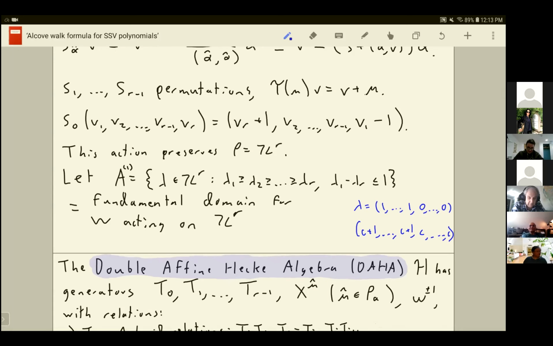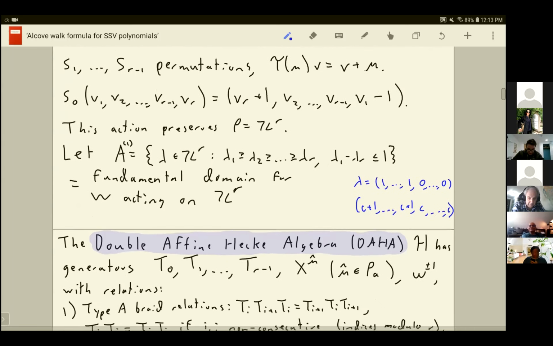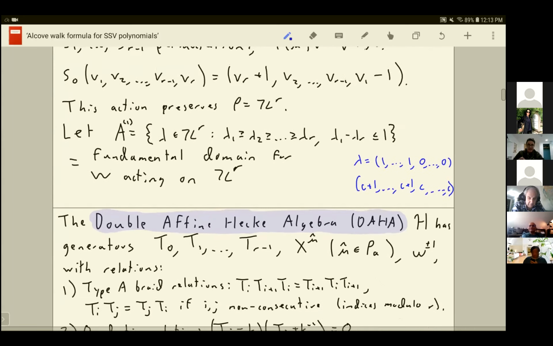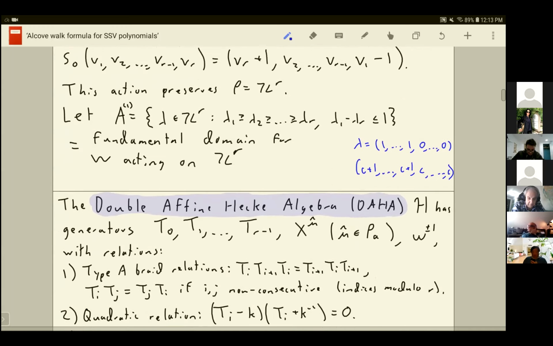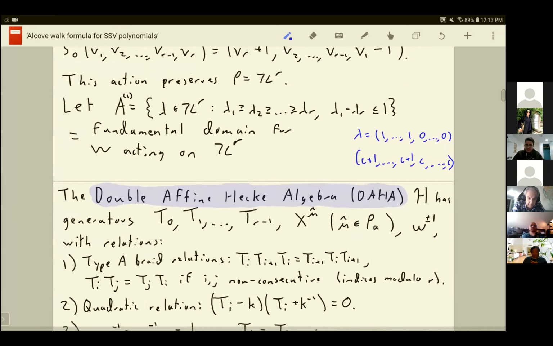Right. So for the double affine Hecke algebra, we have these T generators, and then we have X to the mu hat, where mu hat is in the affine weight lattice. And the relations here are first the type A braid relations, the same exact ones that we used for the affine Weyl group. Second, we have a quadratic relation generalizing S_i squared equals 1. Here, T_i squared is some multiple of T_i plus some constant.